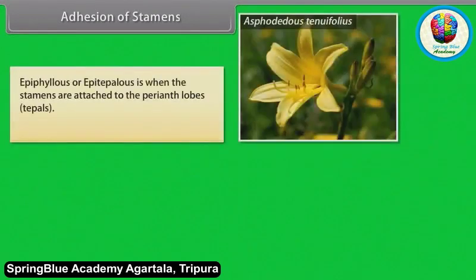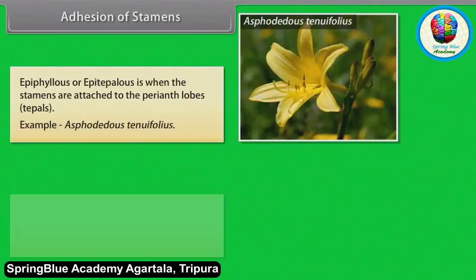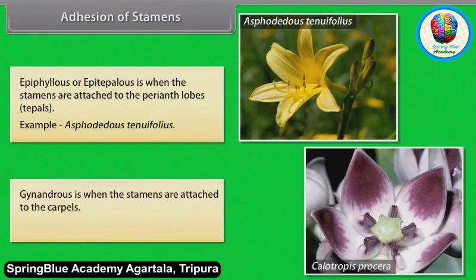Epiphyllous or epitepalous is when the stamens are attached to the perianth lobes, the tepals. Example: Asphodelus tenuifolius. Gynandrous is when the stamens are attached to the carpels. Example: Calotropis procera.